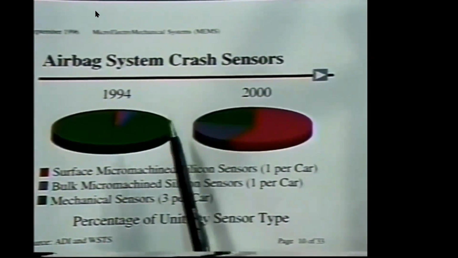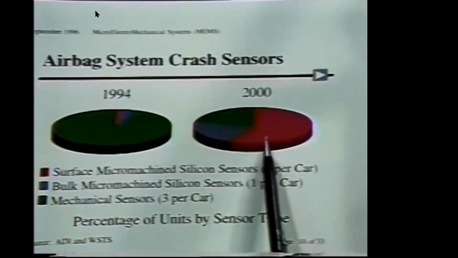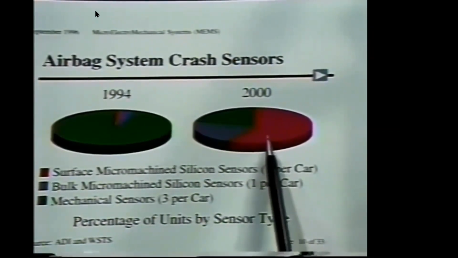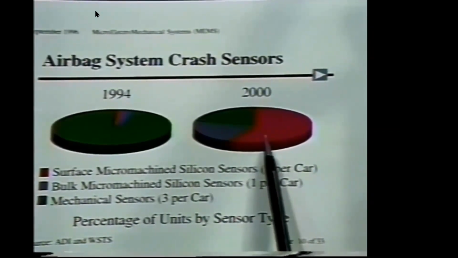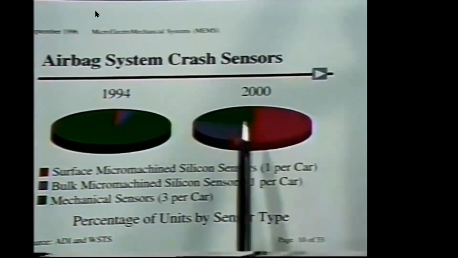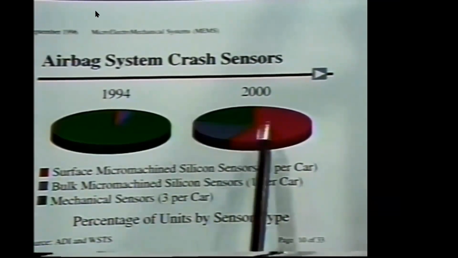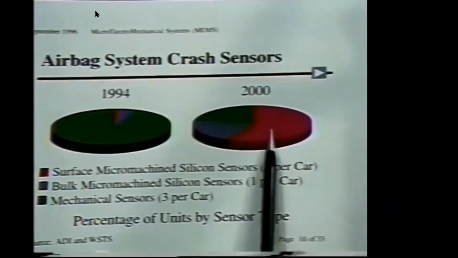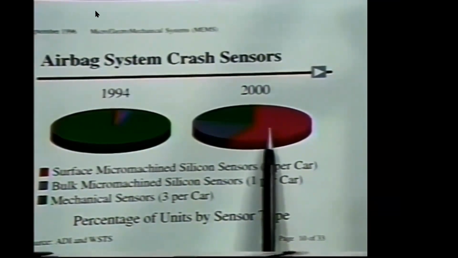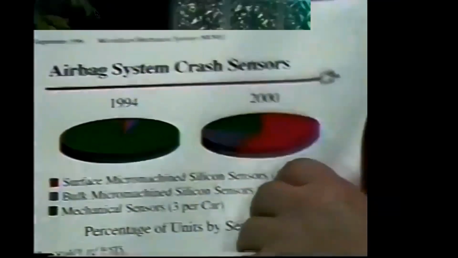And the projection, given the fact that there's a significant cost savings going to a single point electronic accelerometer enabled system, is that by the year 2000, there would be a transition of these 40 million cars from mechanical switches to 60 to 70%, or 75% to 80% electronic, most of which we believe would be surface micromachine sensors, given the economics of the situation.